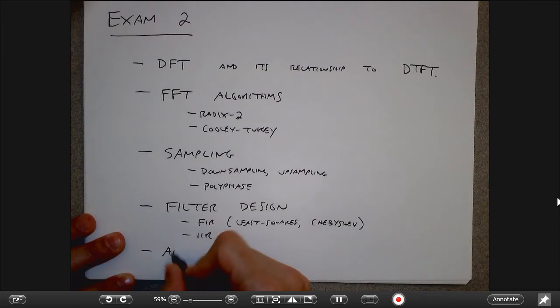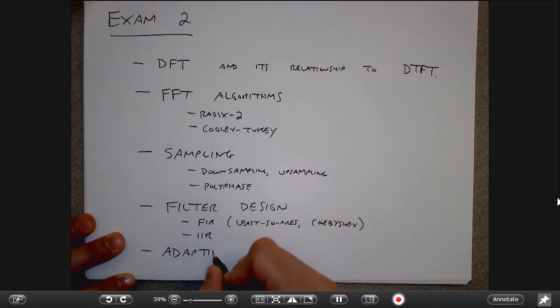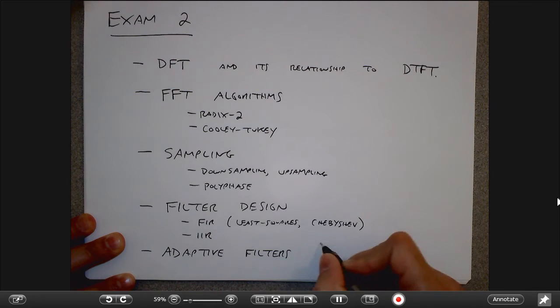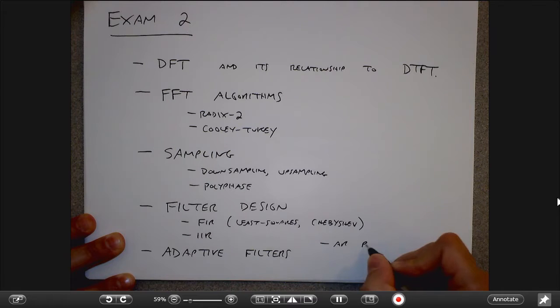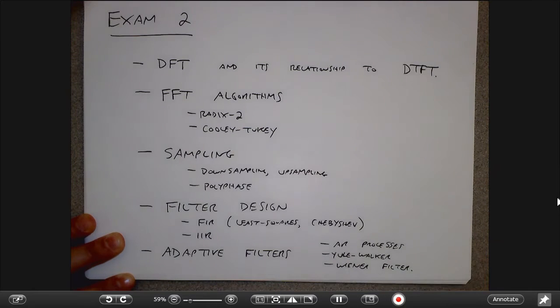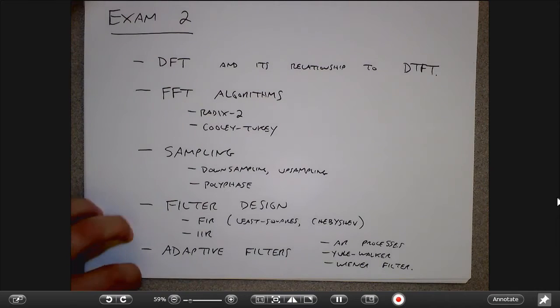And then we started talking about adaptive filters. And things like that included AR processes, Yule-Walker equations. We just talked about the Wiener filter and the stuff we talked about today, right? So that's the big picture of what happened since exam 1, okay?